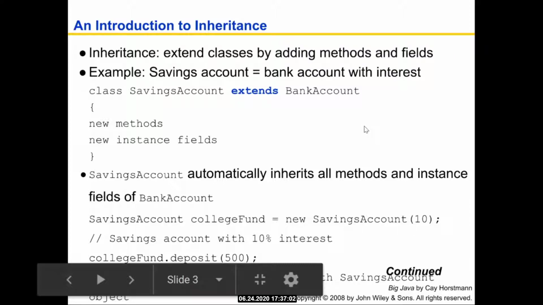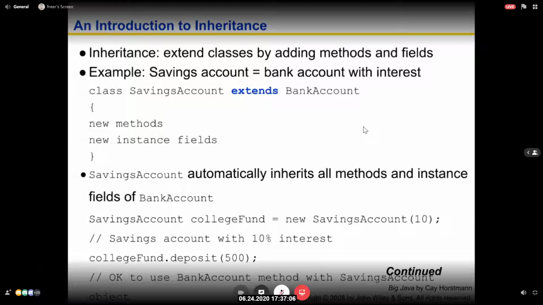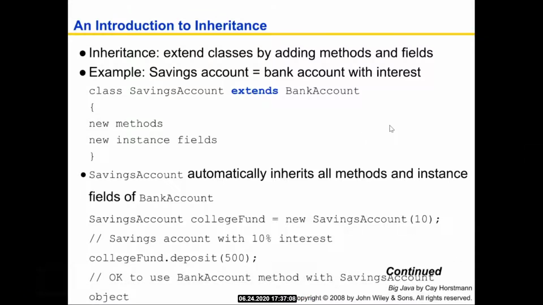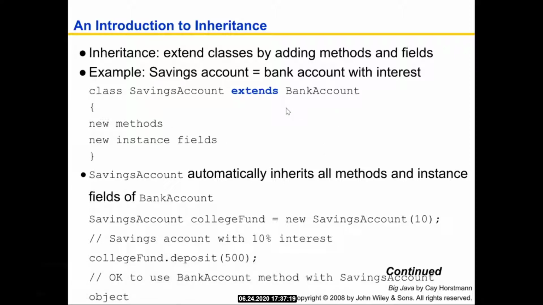So what's the purpose? The purpose is to divide up your code into its logical components. Also, you don't want to repeat yourself. If there's something that all bank accounts need to do, you make it in bank account. Then savings account will have access to it. Savings account needs to do things differently than other bank accounts. Inheritance lets you deal with that as well.